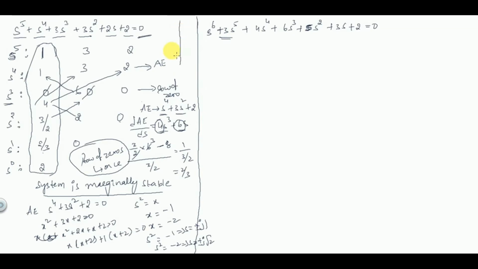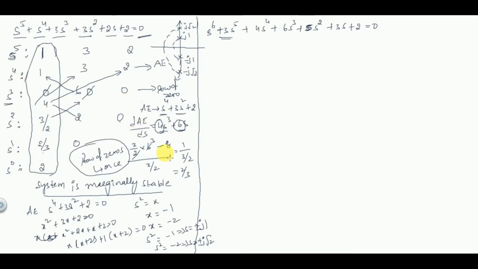So there will be poles like this. One is at j1 and the other is at minus j1. One is at j root 2 and the other is at minus j root 2. So all these are symmetrical poles, yes or no? These are symmetrical poles. Why?